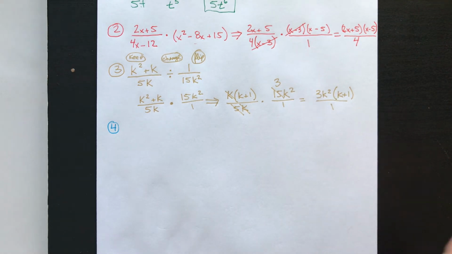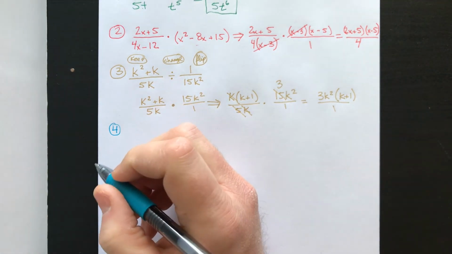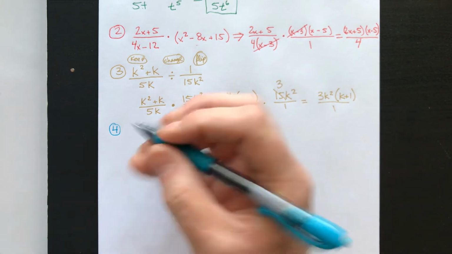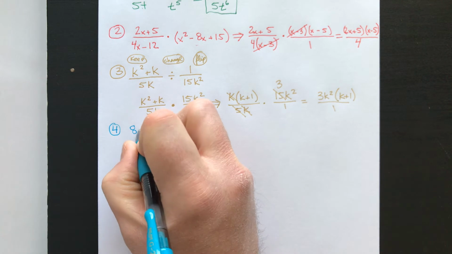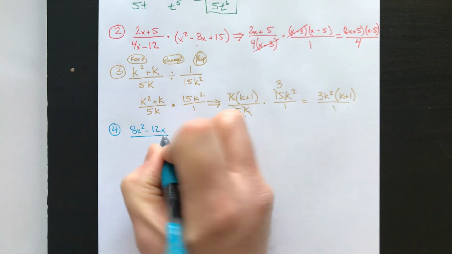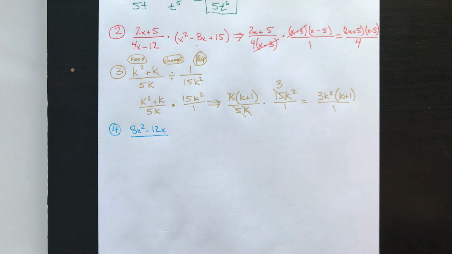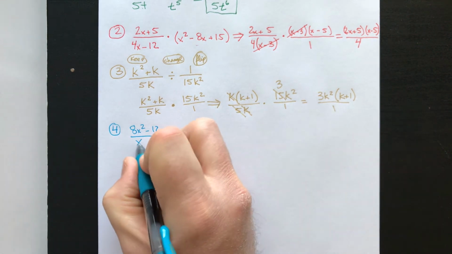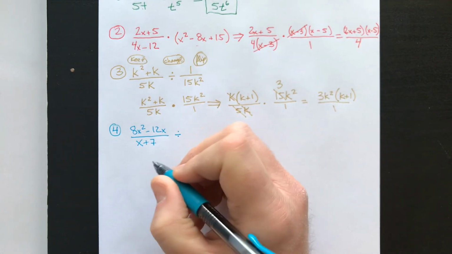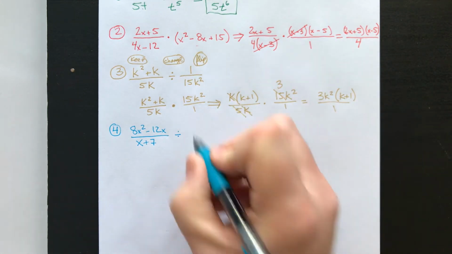Number 4, it's another division problem. So we have 8x squared minus 12x all over x plus 7 divided by 4x squared minus 9.